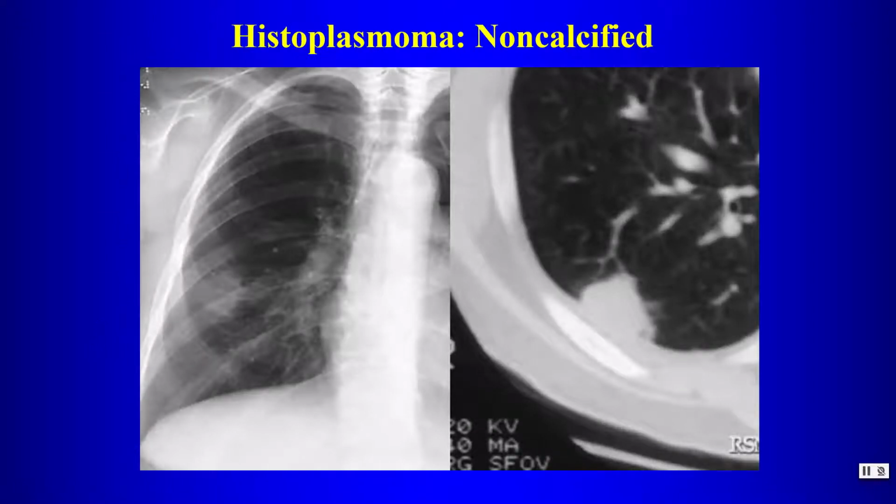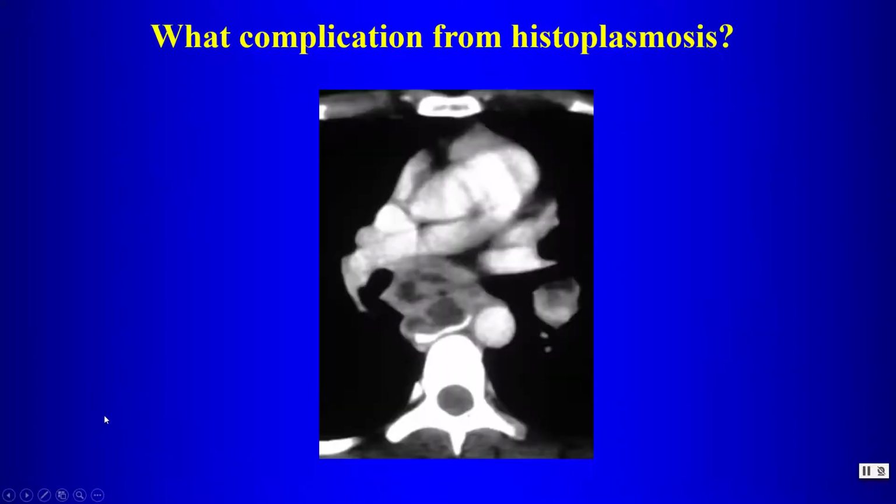All histoplasmomas don't have to calcify. Here's an example of a nodule here from histoplasmosis forming a histoplasmoma, and this one is not calcified.